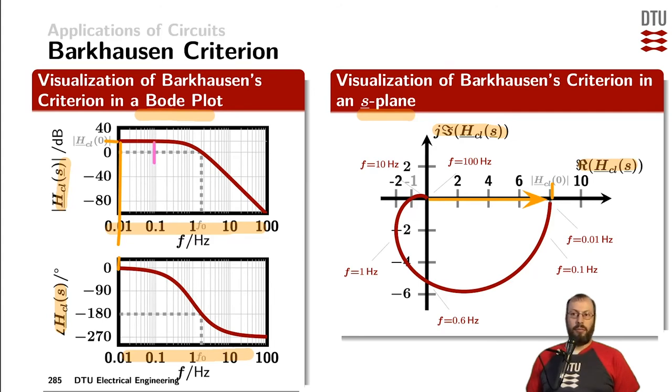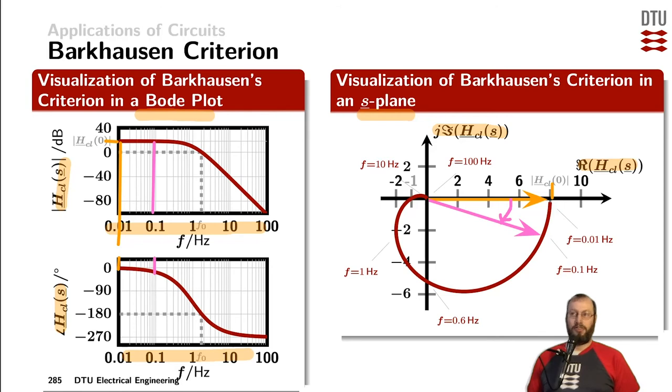At the frequency 0.1, the amplitude looks about the same on a logarithmic scale, and the phase has slightly turned towards negative. In the diagram on the right-hand side, 0.1 is here. Also here, the amplitude got already a little bit smaller because now we are plotting the amplitude of the transfer function on a linear scale. So the length of the vector has actually decreased, and the angle that we see here is also turning towards negative.